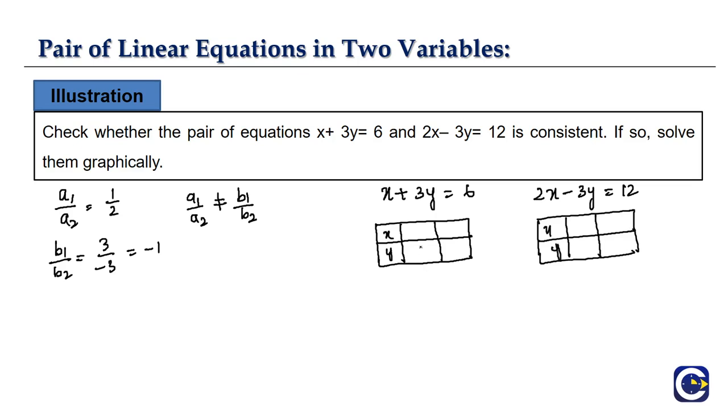Let us take x as 0. If we substitute x is 0, 3y is equal to 6 and y will be 6 by 3, which is equal to 2. So at x equal to 0, the y value is 2. Similarly, at y equal to 0, the x value will be 6. In the same way, for the second equation at x equal to 0, y will become minus 4.